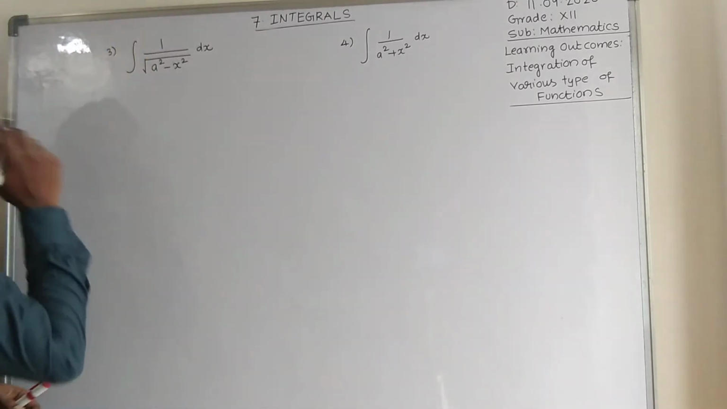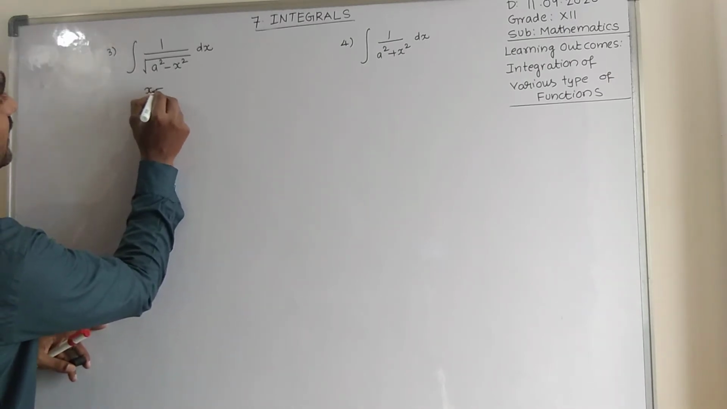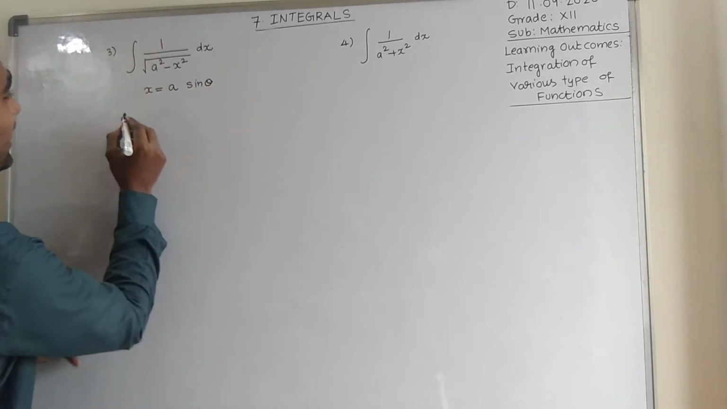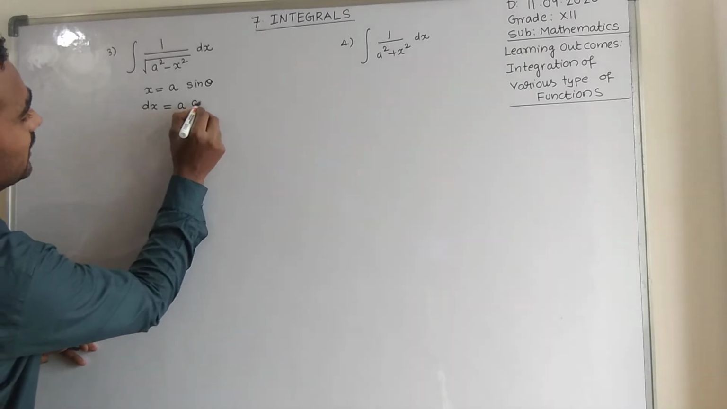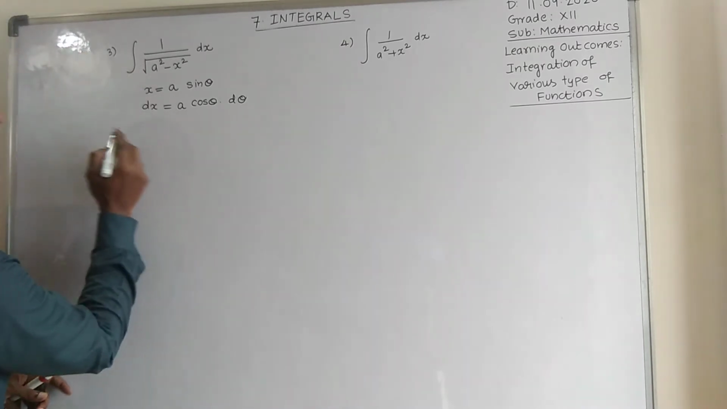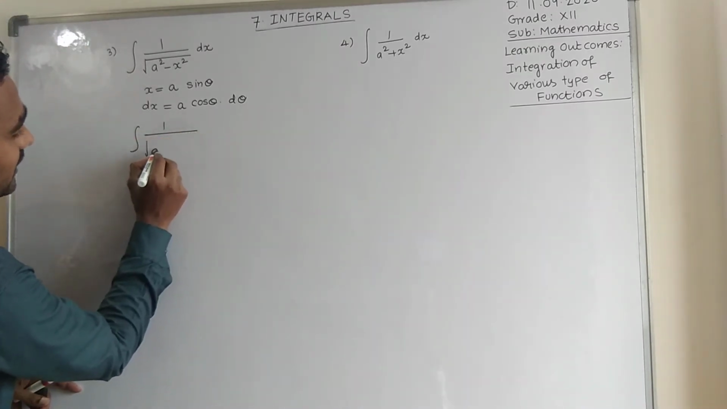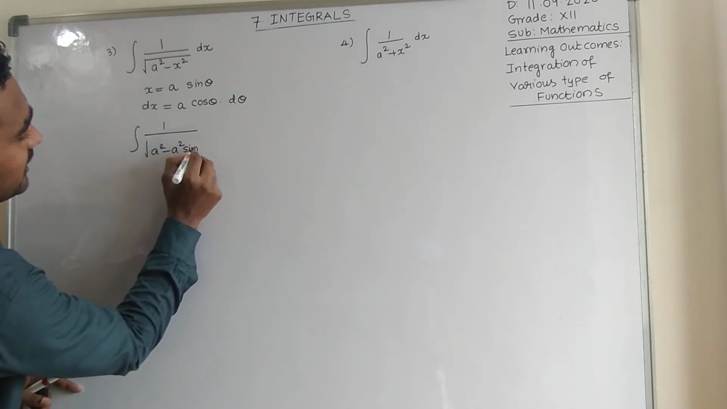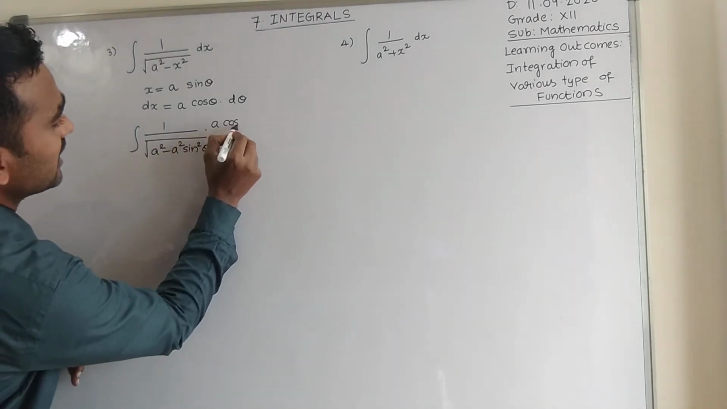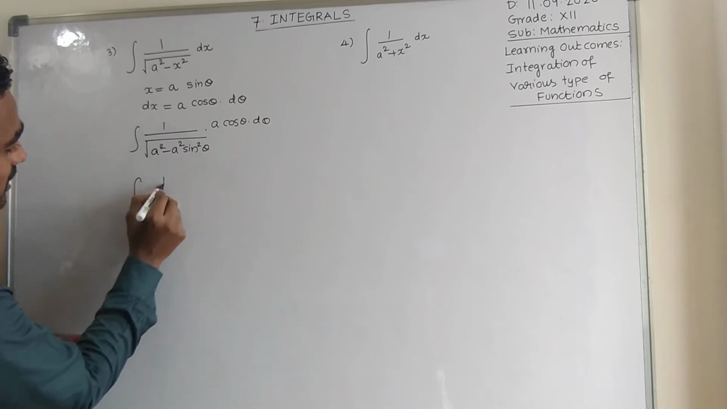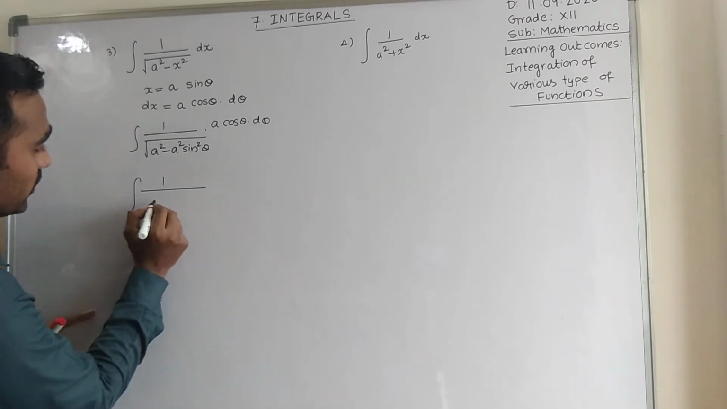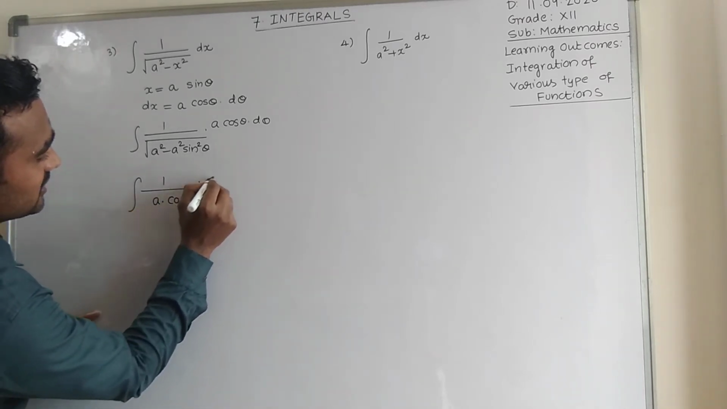Next one here, students, put x equal to a sin theta. Hence dx is equal to a into the derivative of sin theta, cos theta dt. Now put x equal to a sin theta here: 1 upon root over a square minus a square sin square theta, and dx is equal to a cos theta dt. Integration of root over a square into 1 minus sin square theta is equal to a cos theta, into a cos theta dt.